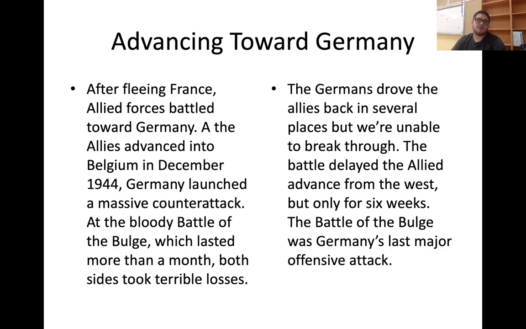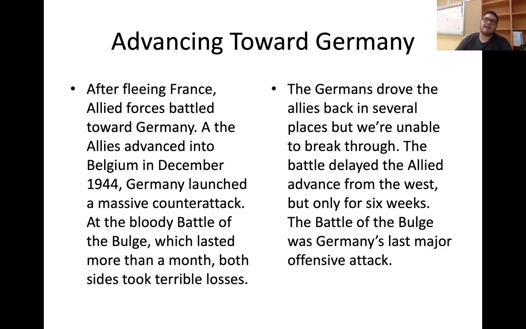Now, advancing towards Germany. After fleeing France, Allied forces battled towards Germany. As the Allies advanced into Belgium in December 1944, Germany launched a massive counterattack. At the bloody Battle of the Bulge, which lasted more than a month, both sides took terrible losses. The Germans drove the Allies back in several places, but were unable to break through. The battle delayed the Allied advance from the west, but only for 6 weeks. The Battle of the Bulge was Germany's last major offensive attack.